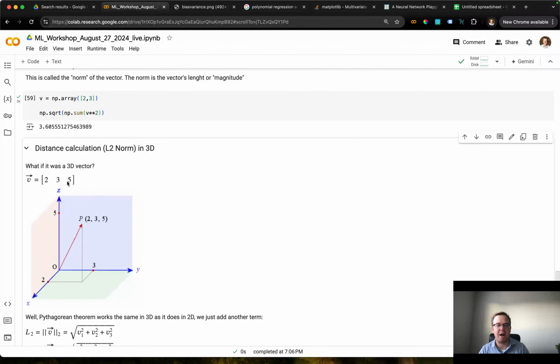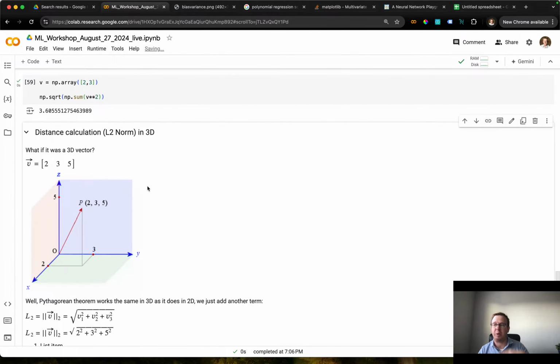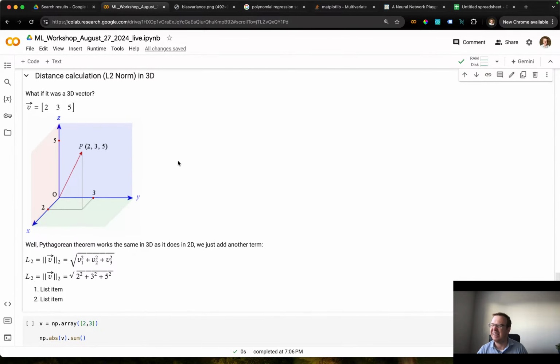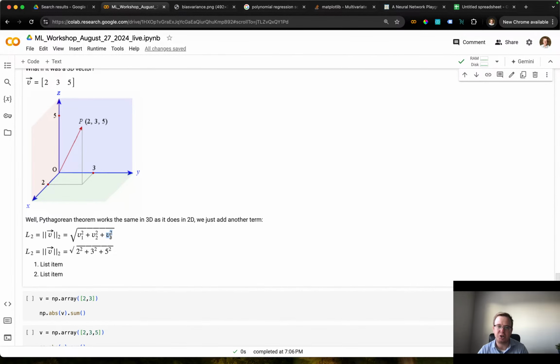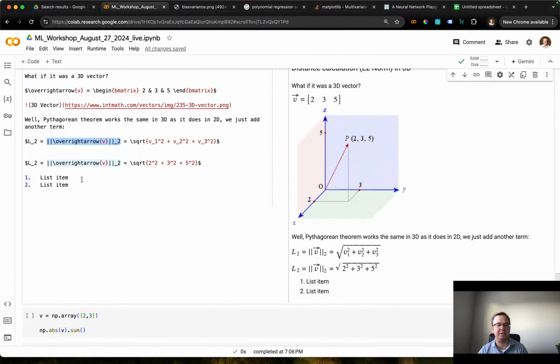Well, what if we had a 3-dimensional vector where we added a third number to it? Well, now if we were to plot this, we would now need to plot it in 3-dimensional space, which gets a little wonky, but we can still do it. But then how does the distance calculation change? Well, it doesn't change very much. We just add another term under the square root. So we have the first item squared plus the second item squared plus the third item squared. Sum those all up and then take the square root of the whole thing.